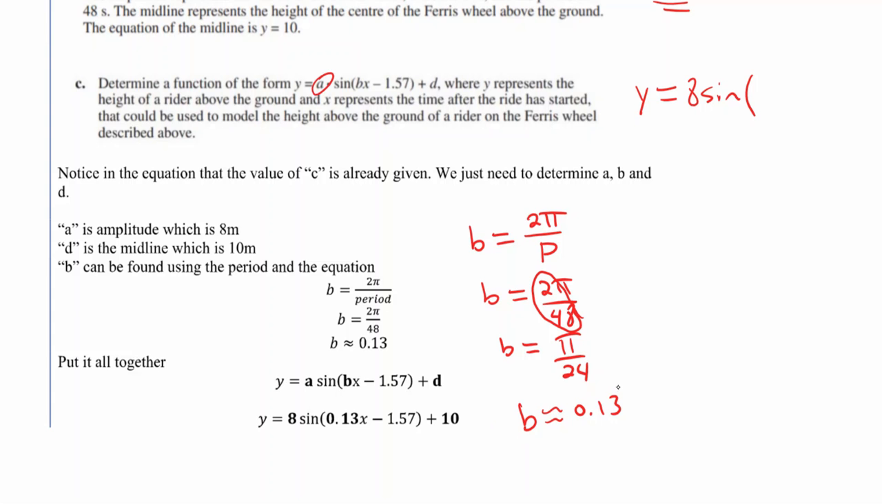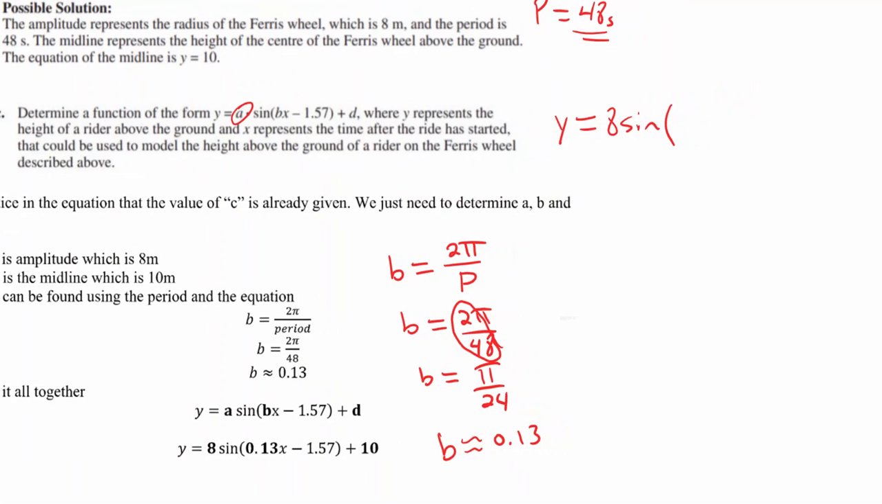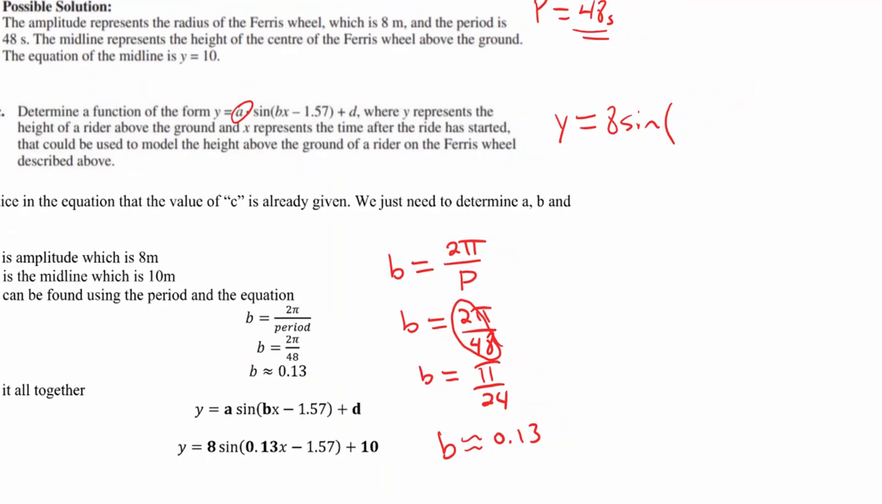So same thing. Okay, so if that's the case, then if I'm writing this out, my equation here, I've got a was 8 and then sine, and now my b value is 0.13. All right, so I've got that, and then x, they already told us that it's going to be minus 1.57, and then all that's left is just to give our d value.